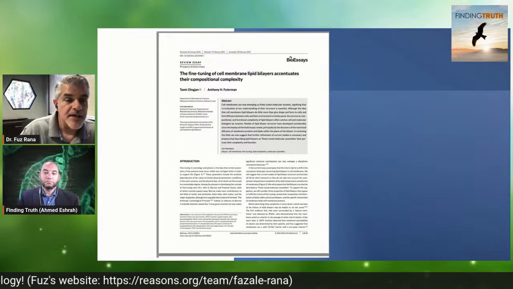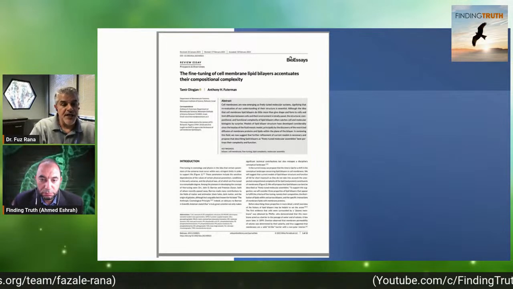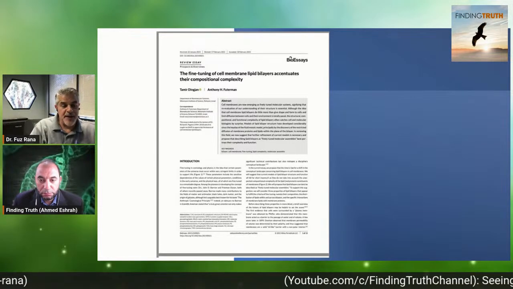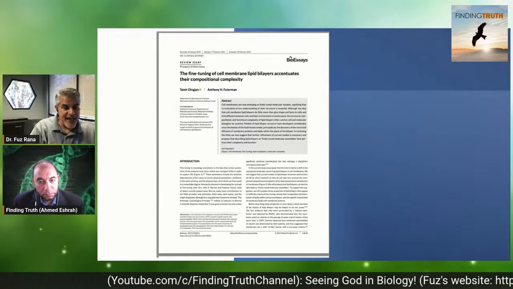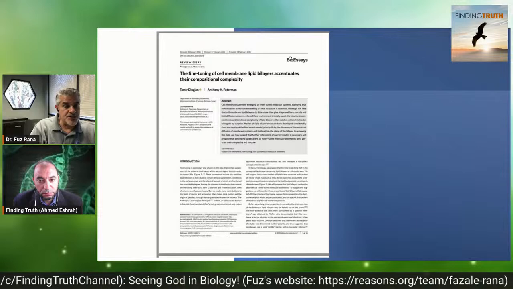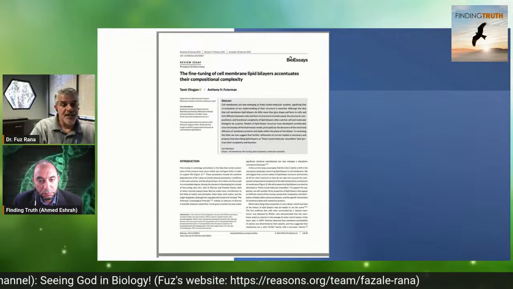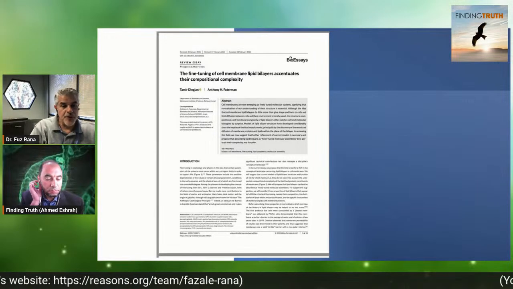This idea of fine tuning of the membrane composition is something that I talked about in my book The Cell's Design, which we published in 2008, where I was making an argument that the lipid composition of cell membranes is fine tuned. And I revisited that idea in my latest book, Fit for a Purpose.